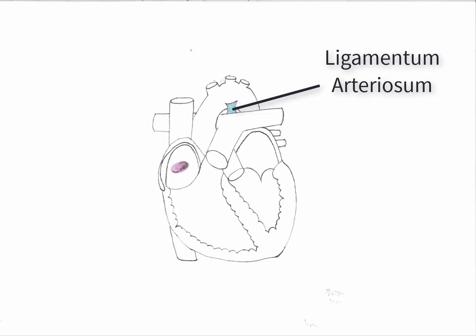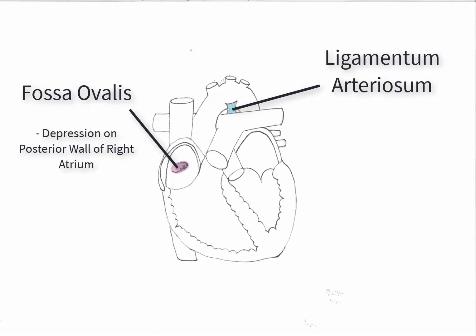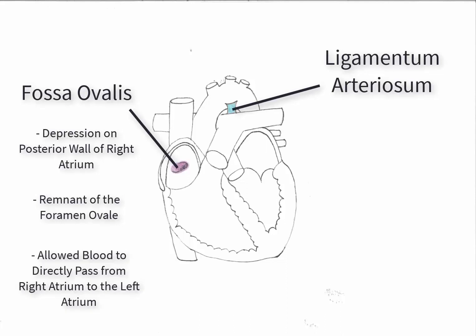Another remnant is a depression on the posterior wall of the right atrium, known as the fossa ovalis. The fossa ovalis is the remnant of the foramen ovale, which allowed blood to pass directly from the right atrium to the left atrium in the fetus, again to bypass the fetus's non-functioning lungs.